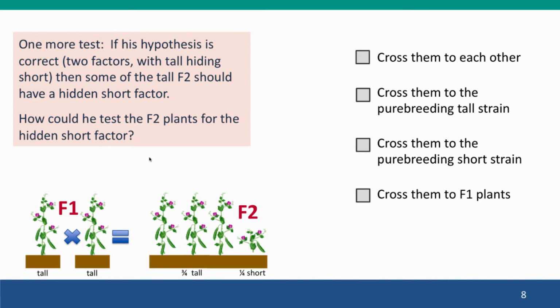Now, how could he test these F2 plants for the hidden short factor?